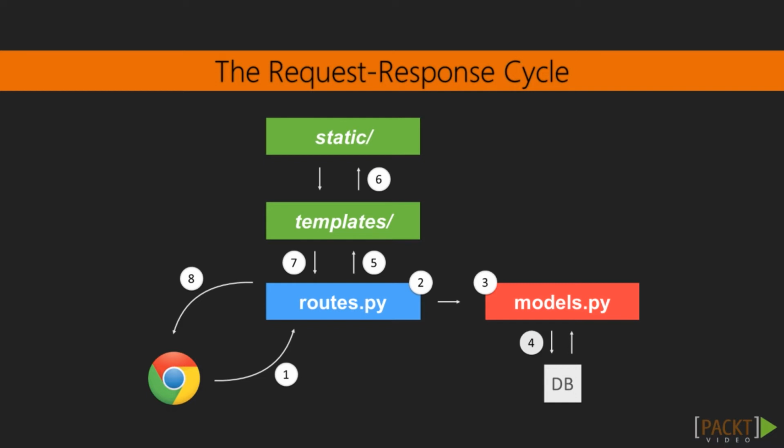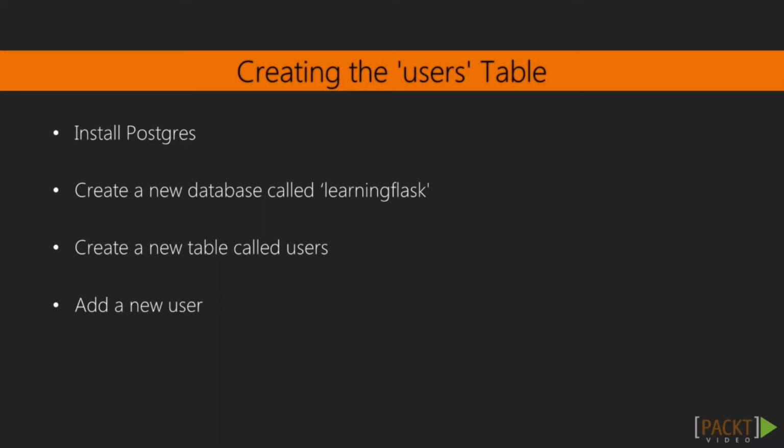Let's begin by creating a system that lets users sign up for this app. To accomplish this, we need a place to safely store user data. We can do this by setting up a database. There are 4 things we need to do. First, install a database engine. Second, create a new database called Learning Flask. Third, create a new table called users. And fourth, add a new user. We've already completed steps 1 and 2 in the first section. We installed Postgres and created a database called Learning Flask, so we're good to go on those 2. Let's move on to the third step.